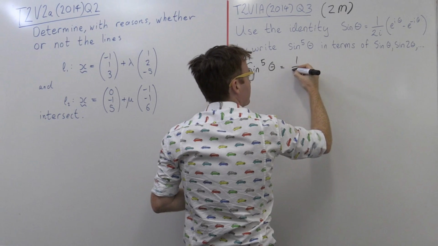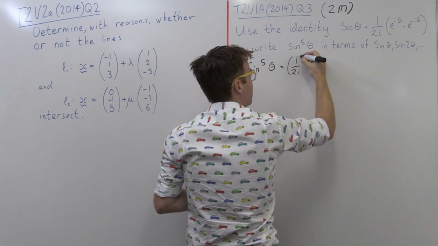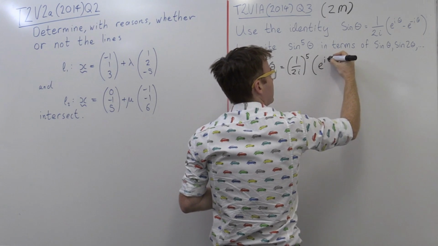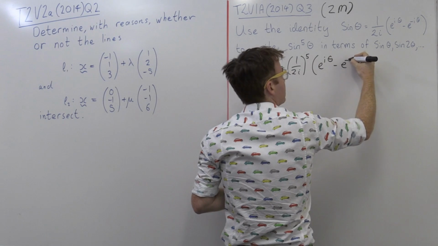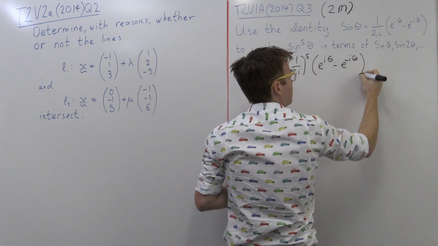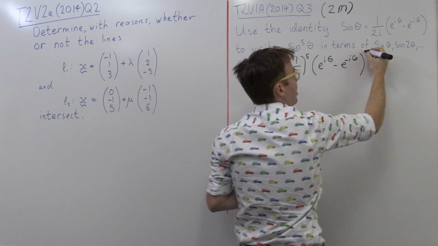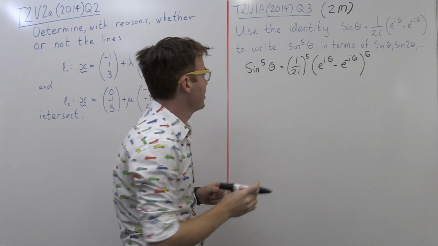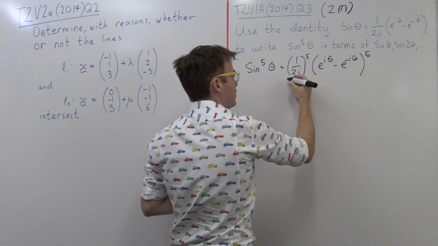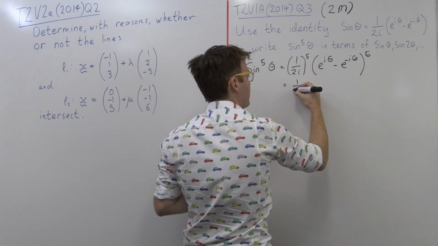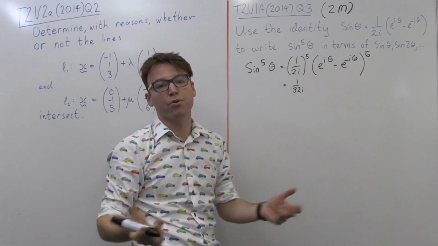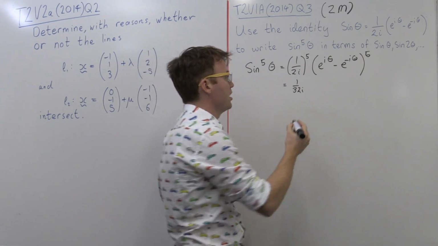So 1 on 2i to the power 5, e to the i theta, like that, to the power 5. And I can just expand this out. So this is 1 on 32i. I'll remind you that i to the power 4 is just 1, so this becomes 32i.